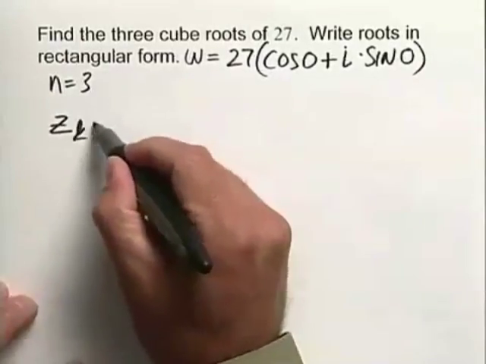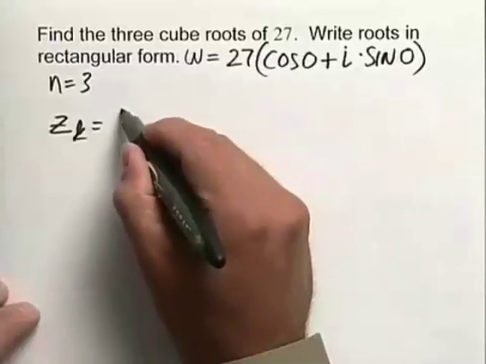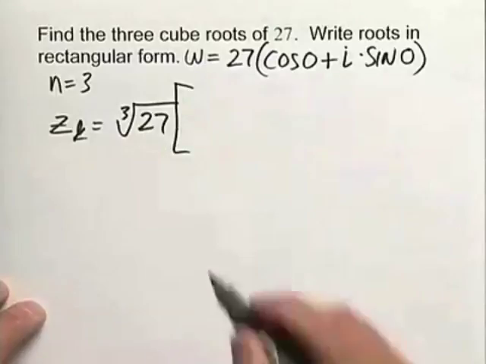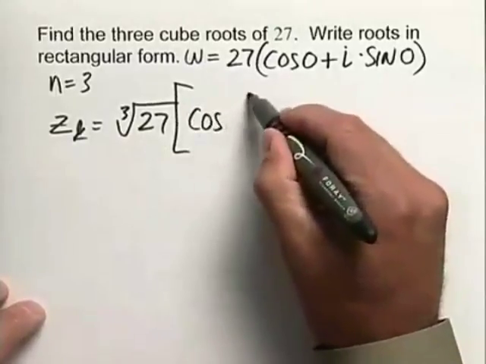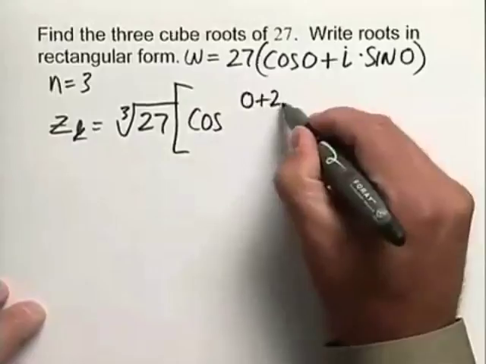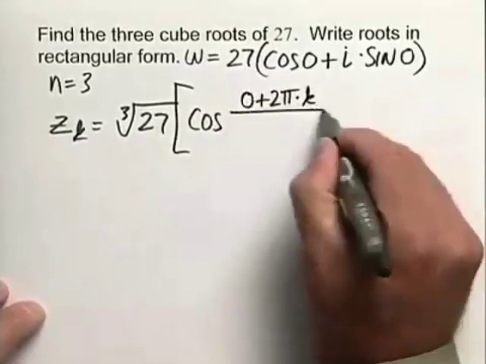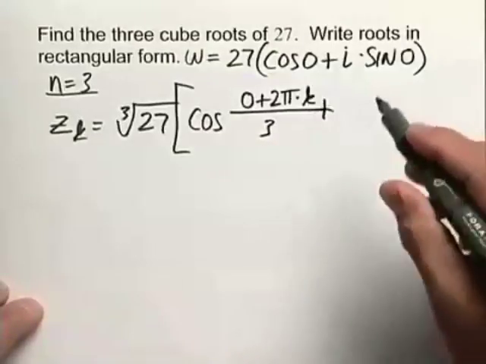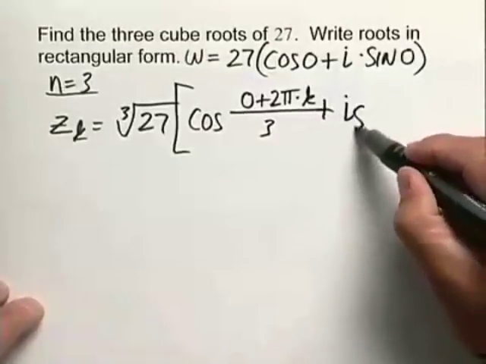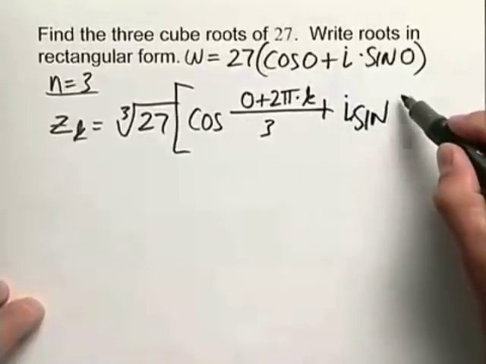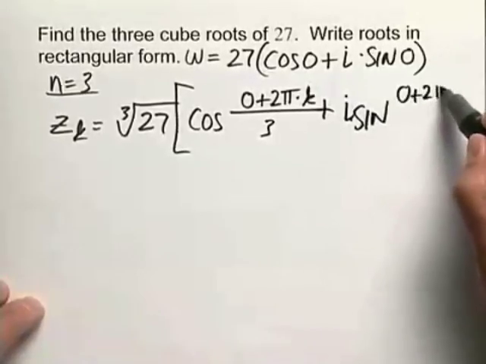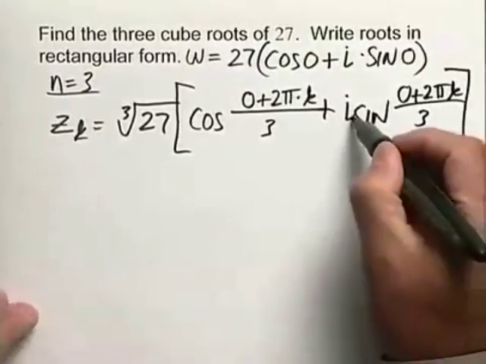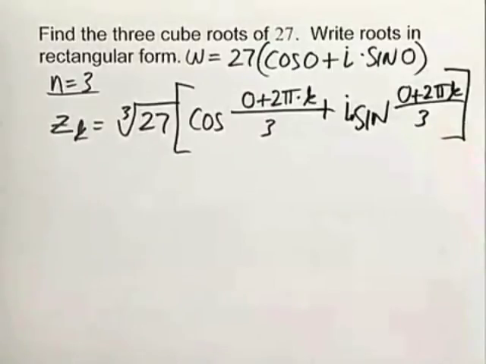z sub k is equal to the nth root, and again n being 3, the cube root of 27, times the quantity, give yourself some space here, the cosine of (0 radians plus 2 pi k) all over n, and as before n is equal to 3, and then plus i times the sine of that same expression, (0 plus 2 pi k) all over 3. So our formula is a little bit messy here, but we're going to be good to go.